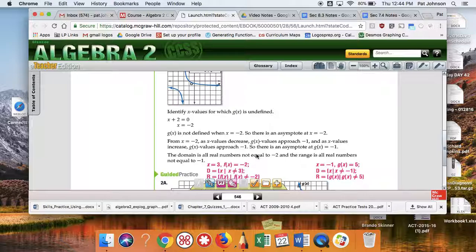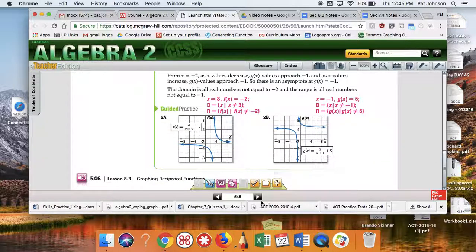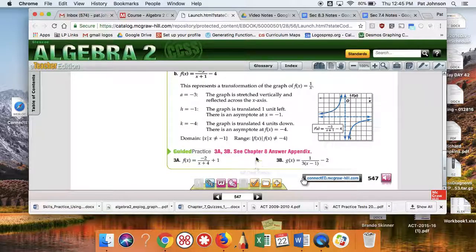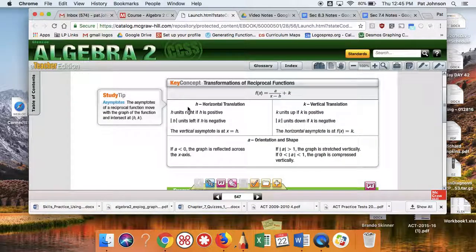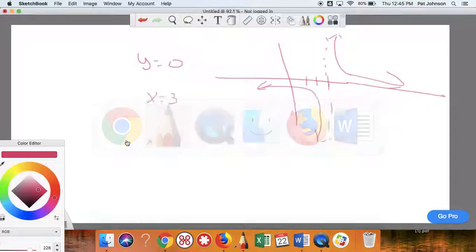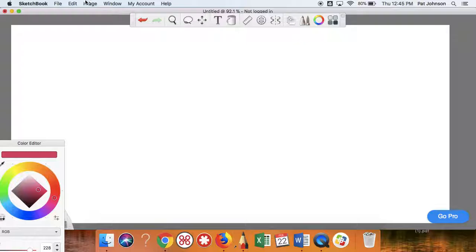Okay? Because of the asymptote. All right? So let's move on to transformation. So again, this key concept box is really important to know. Now, I'm adding a thing just like I have been doing to the transformation equation. So on your paper, you're going to put in a over c times x minus h plus k.